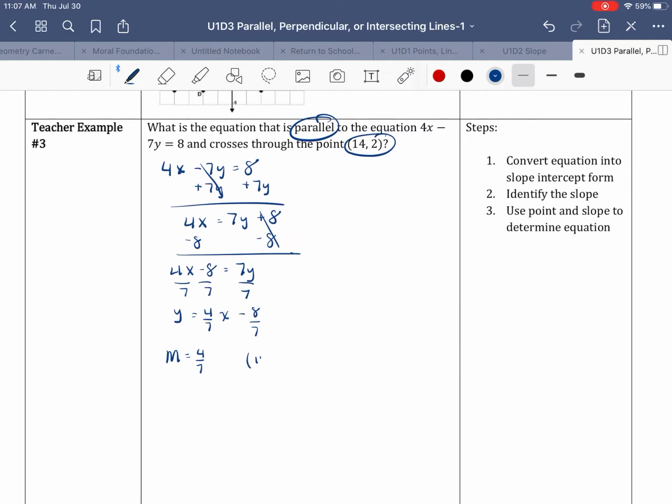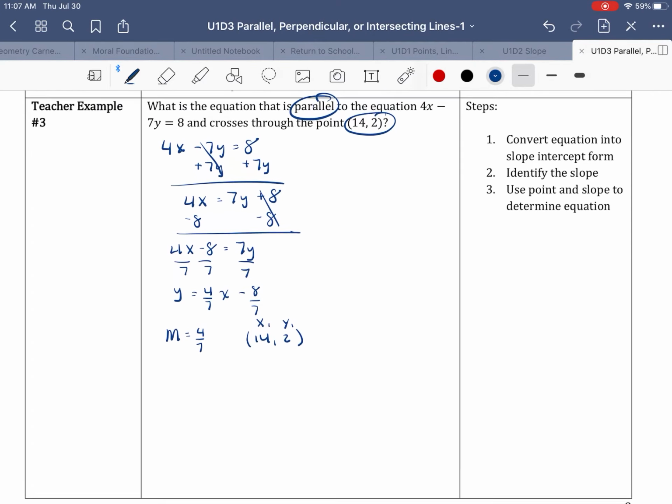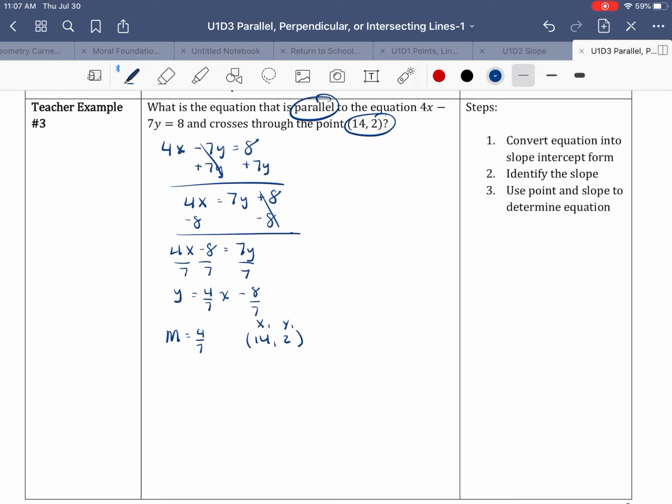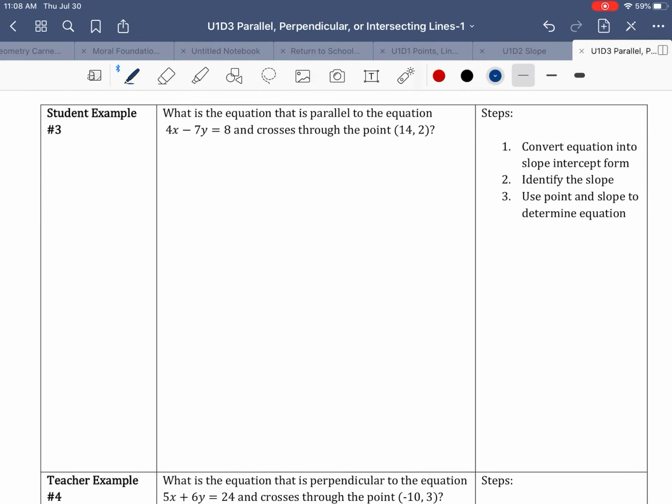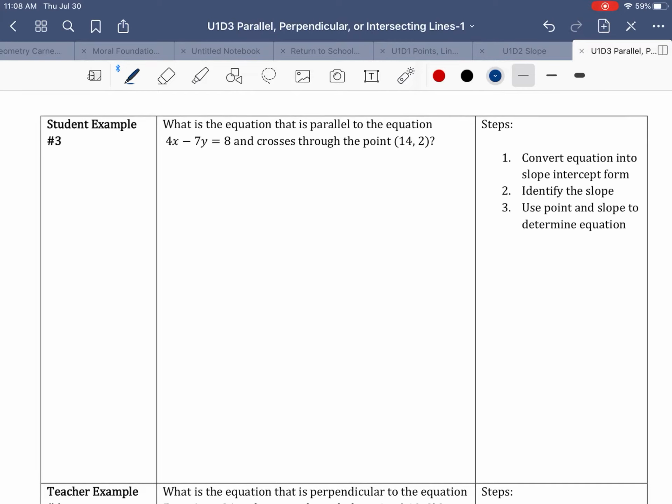We have a point here, 14, 2, which we can use for x1, y1. So we can use our point slope form, because we have a slope and a point, to find the equation. As a reminder, point slope form is y minus y1 equals m times x minus x1. So here, y minus 2 equals 4/7 x minus 14. And that's your equation. We know that it's parallel and it goes through that point. So try the student example on your own.